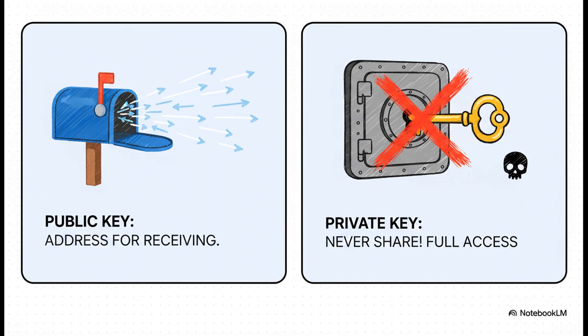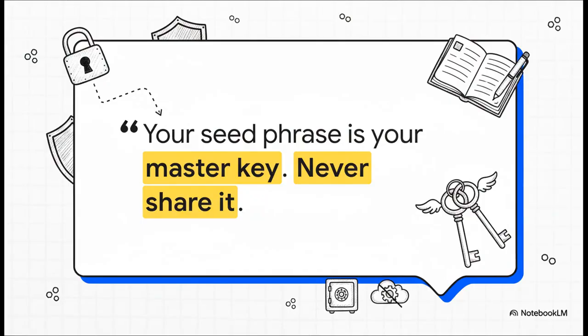But, and this is a big but, your private key is like your secret PIN or your password. It gives complete and total control over your account. You must never share this with anyone for any reason. Seriously. And that brings us to the single most important rule of crypto security, period. When you set up a wallet, you're going to get something called a seed phrase, a list of 12 or 24 random words. This phrase is your master key. It can restore your entire wallet on any device in the world. You have to guard it with your life. Write it down, store it somewhere safe, offline, and never, ever, ever share it.